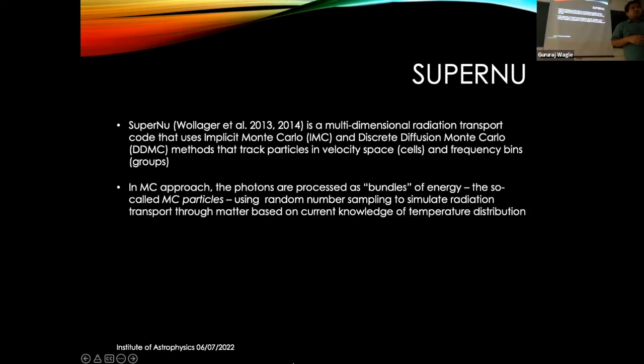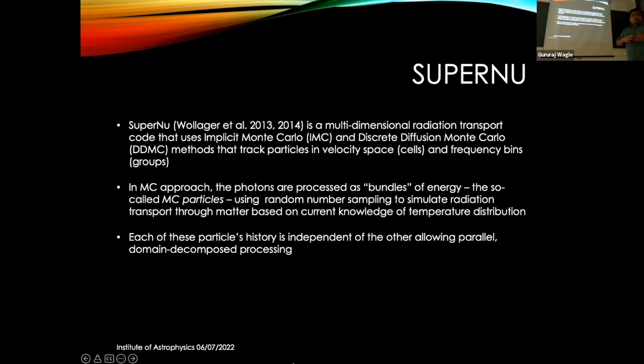In the Monte Carlo approach, we do not explicitly solve the equations of radiation transport. Instead, we define a bundle of photons as the Monte Carlo particle, and we track the transport of this Monte Carlo particle using random number sampling to simulate the radiation transport. Based on the local temperature distribution, we find the probabilities of how these particles will propagate through the material. Each of these particles' histories is independent of the others, so we can use parallel processing. SuperNew is an MPI and OpenMP code, so you can use both message passing interface and OpenMP methods to speed up the calculations.